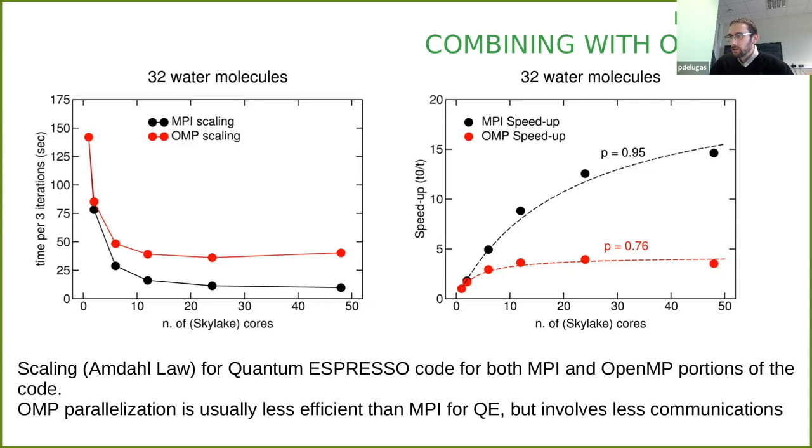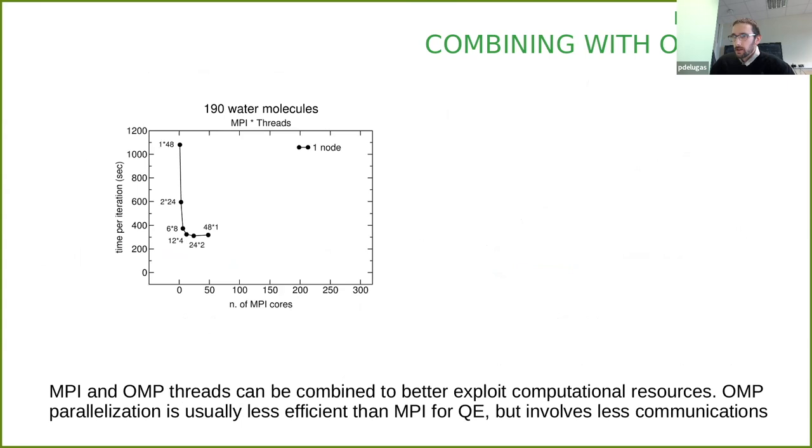So, of course, the pure MPI is much more efficient than the pure OpenMP, basically because of how Quantum Espresso was conceived and how the parallelization was implemented. However, this doesn't mean that OpenMP is not useful.